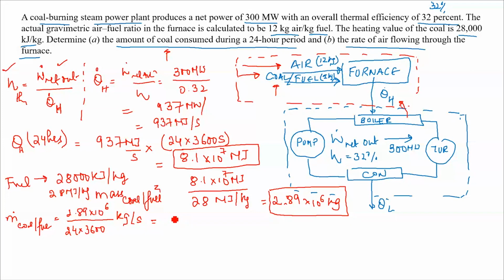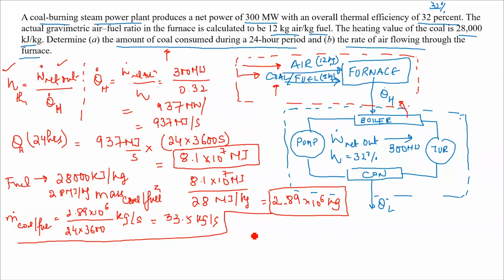33.5 kgs per second. This is the mass flow rate of fuel or your coal. Clear? So far, is it clear?